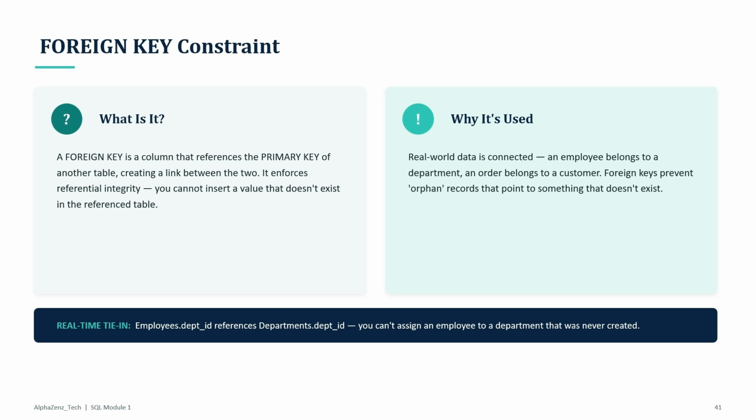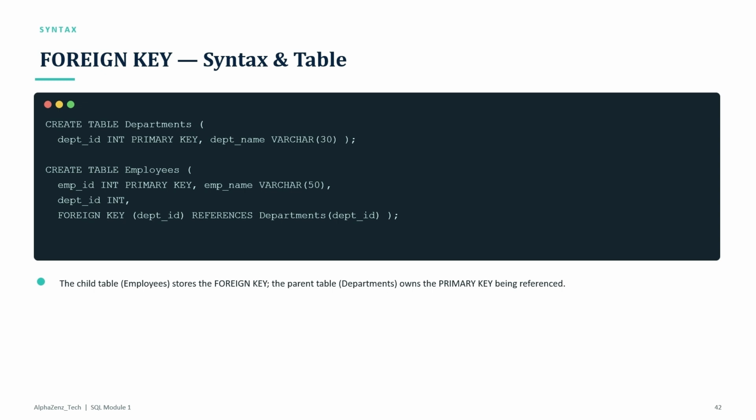Real example: employees.dept_id references departments.dept_id. You cannot assign an employee to a department that was never created.